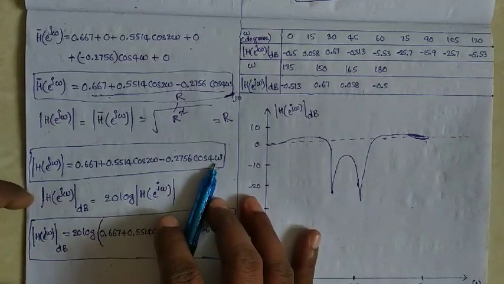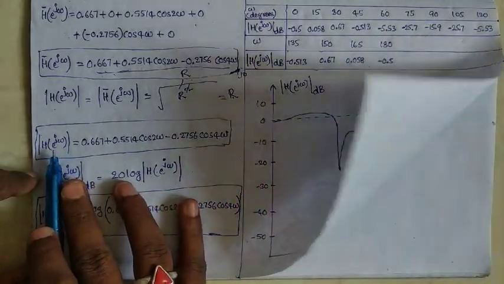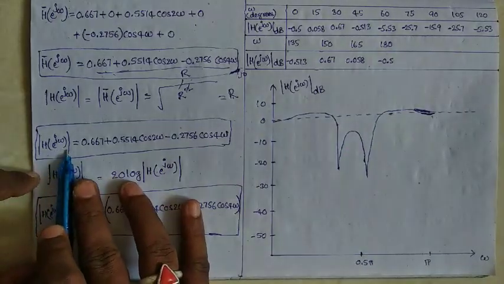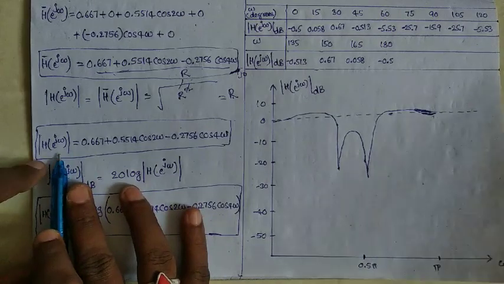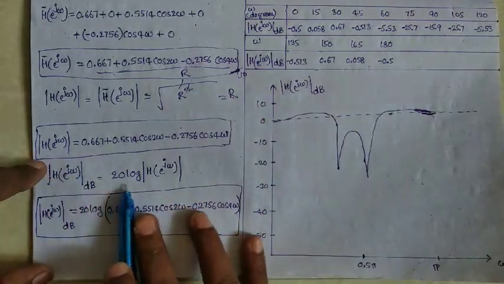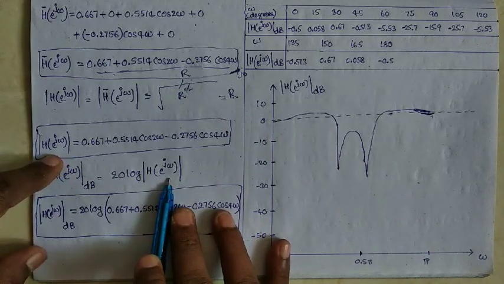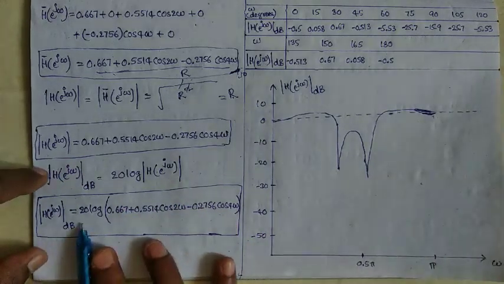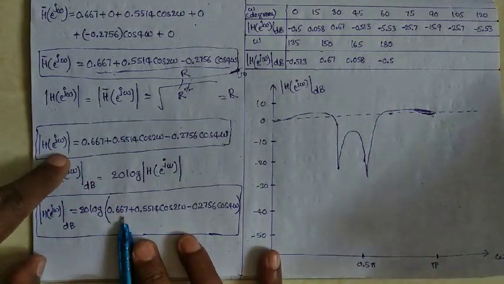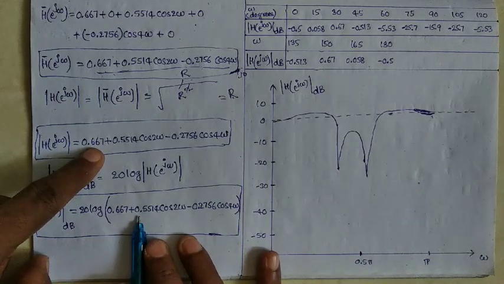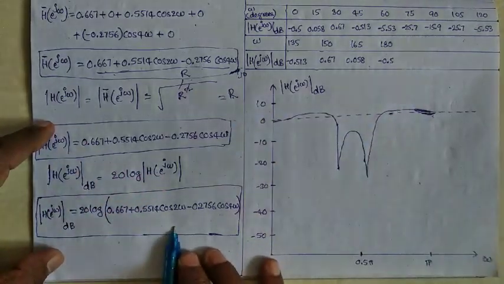Now we are determining the decibel magnitude of h of e power j omega. How to determine the decibel magnitude of h of e power j omega? It is 20 log of mod of h of e power j omega. Here the decibel magnitude of h of e power j omega is equal to 20 log of mod of h of e power j omega, and we substitute the 0.667 value here. The resulting equation is like this.